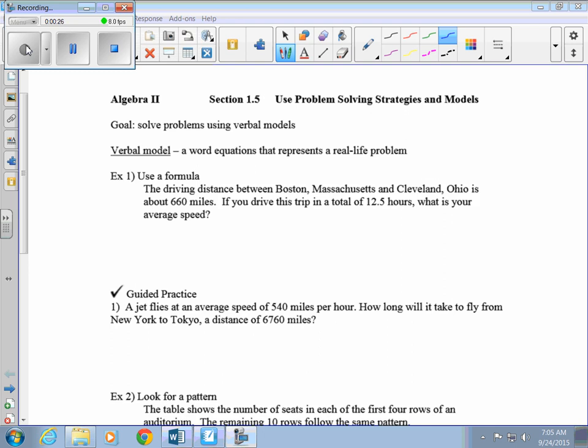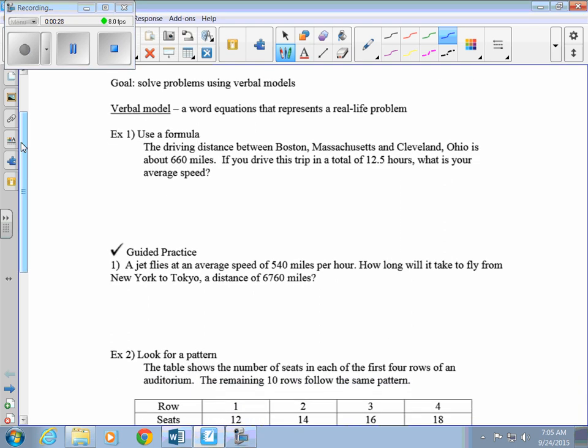So if we look at example 1, the driving distance between Boston, Massachusetts and Cleveland, Ohio is about 660 miles. So there's one piece of information that we're going to need, 660 miles. If you drive the trip in a total of 12.5 hours, what is your average speed? So those are the three things we have: distance, a time, and we're looking for a speed.